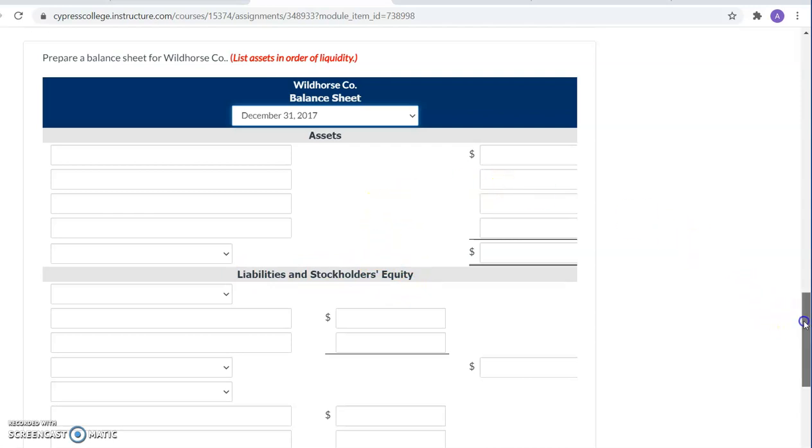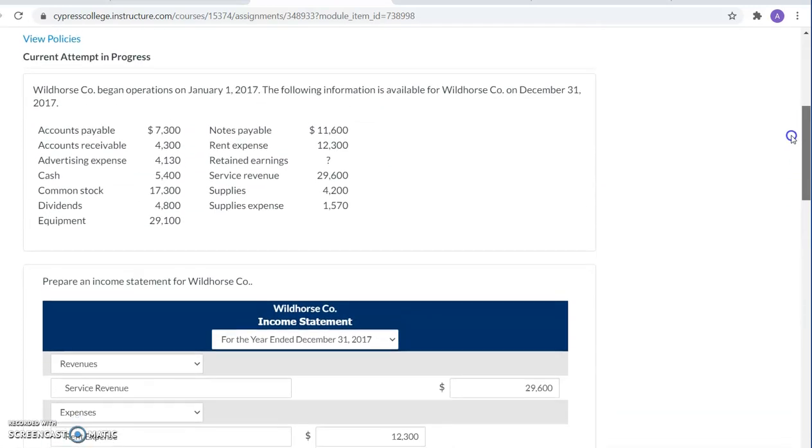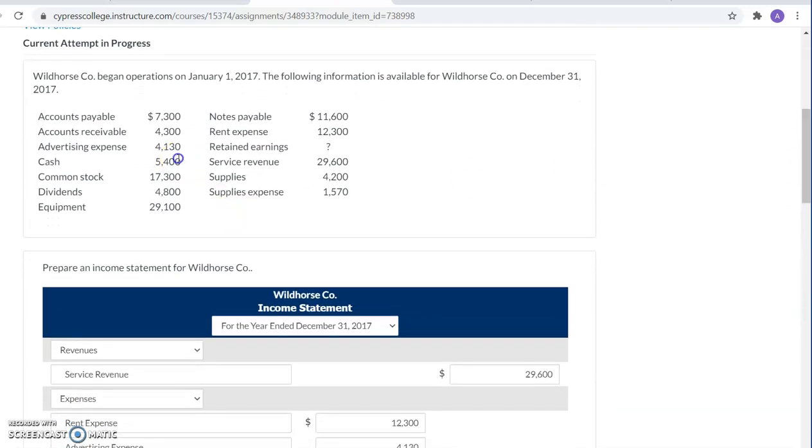For our assets, we need to include these in a particular order. And the order goes, how quickly can we convert an asset into cash? And this is referred to as liquidity. So the first asset I would expect to see for any company would be cash. So I'm going to include in my cash amount.